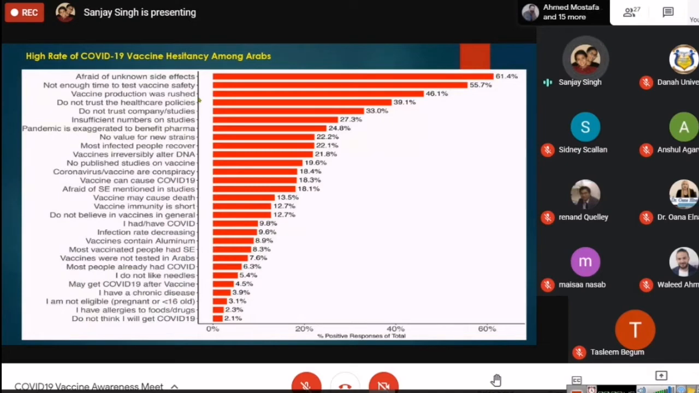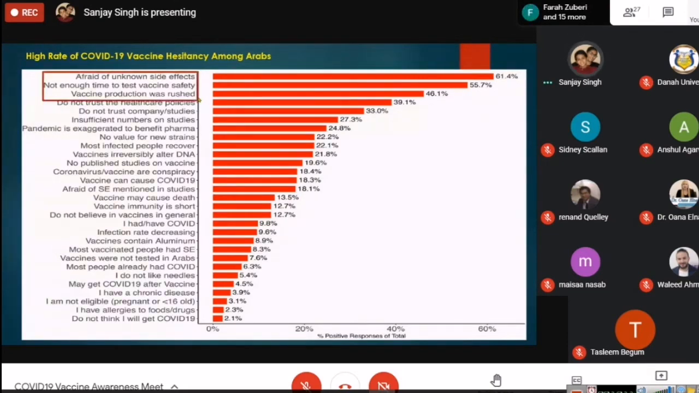So there are several reasons why there is a hesitancy in the population not to use the vaccine. A study was recently done by Dr. Ayad in Jordan. It was an online study, and he concluded that 81% of the population in Arab countries are reluctant or hesitant to take the vaccine.